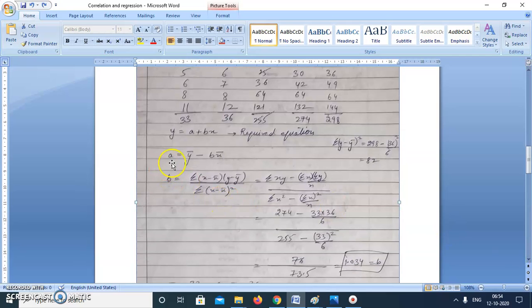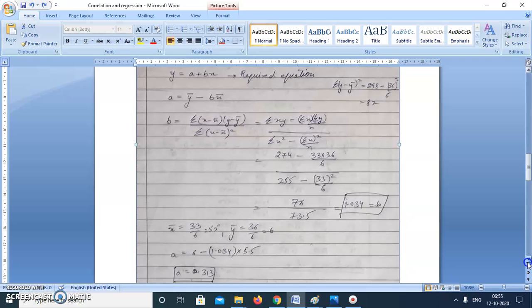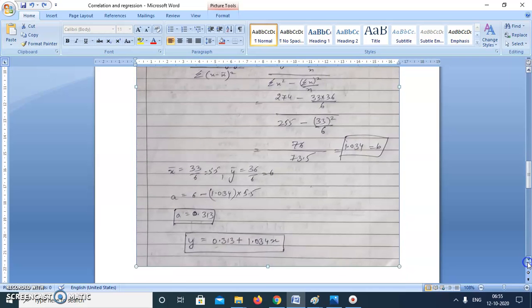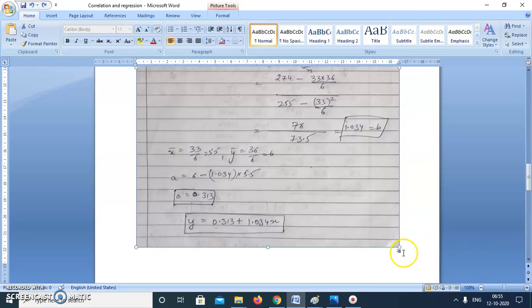For calculating the value of A, you need to do Y bar minus B X bar, and for calculating the value of B, this is the formula you need to use, and these are the calculations I have shown. I'll provide these notes in text form also. Finally we get this equation: Y is equal to 0.313 plus 1.034x, where this is the value of A and this is the value of B, the slope, and this is the intercept. Compare with our earlier linear equation form, Y is equal to mx plus c.